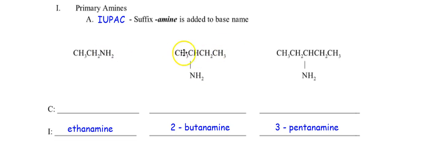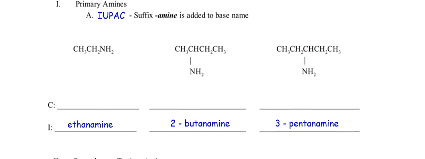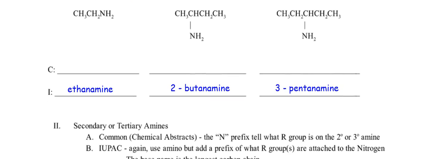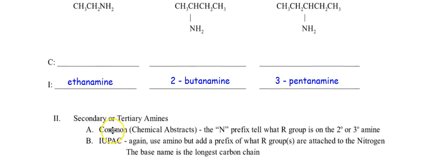So this would be 2-butanamine. Notice that you have the amine group off the second carbon of the butane group. And here, this is the third carbon off of the pentane group. Okay. So letter A is actually again the IUPAC. Okay, so make note, I flip-flopped these two. I did check this out. I even went on the web just to make sure I was right.